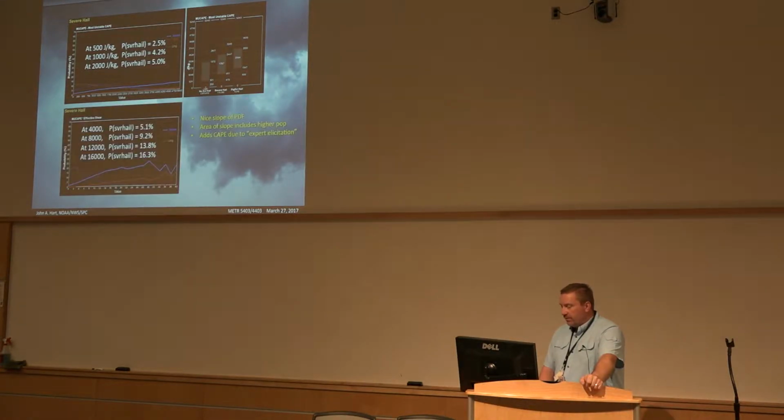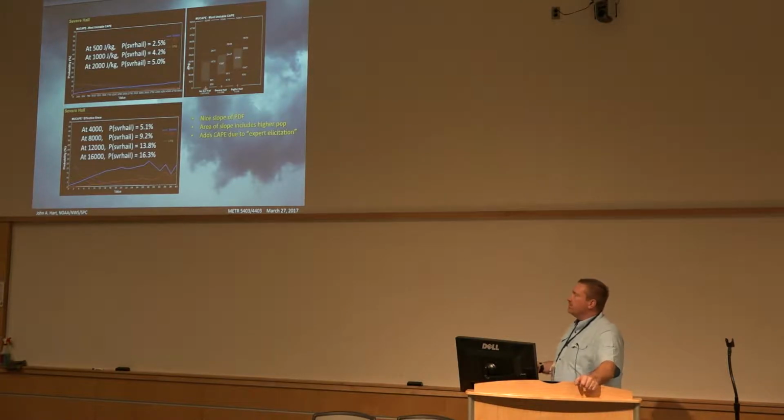So we go back to mu CAPE. If you take the product of CAPE times shear, which is sometimes called the Craven-Brooks Severe Hail Index, there's other things, you actually get a nice steep slope on the blue line, which is all hail reports, in the area where thunderstorms commonly occur. That's really important too.